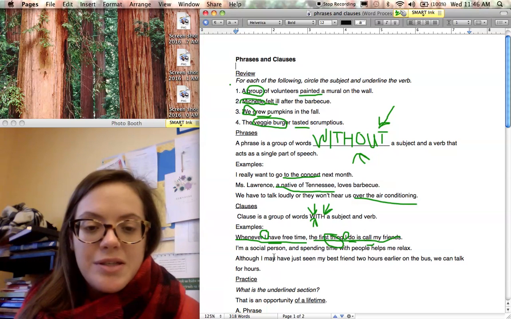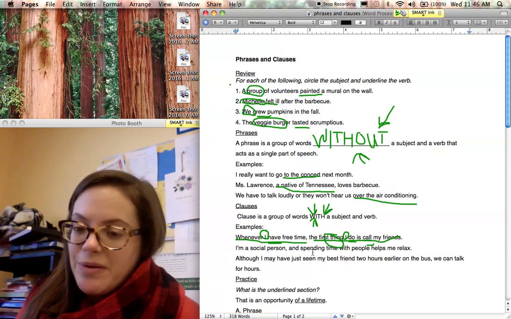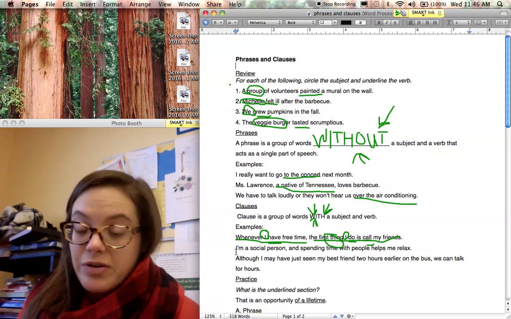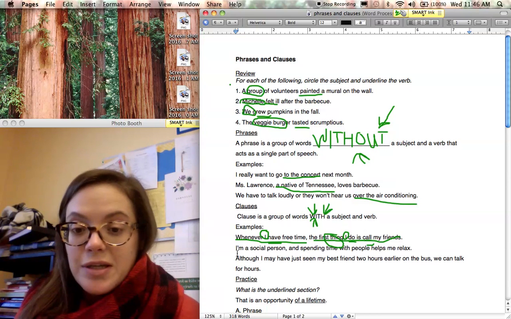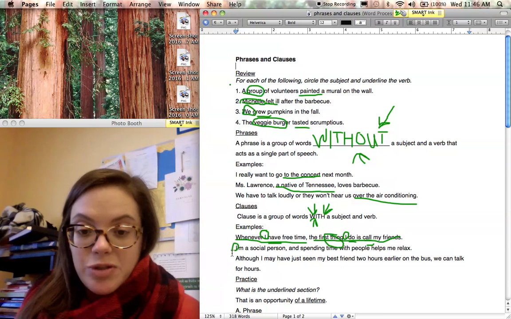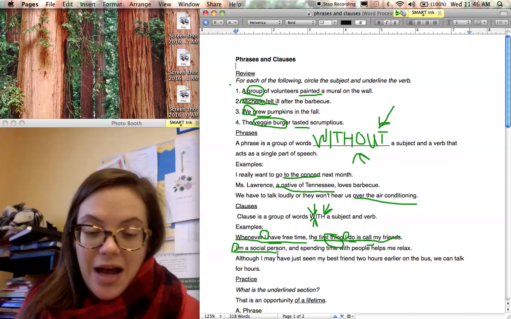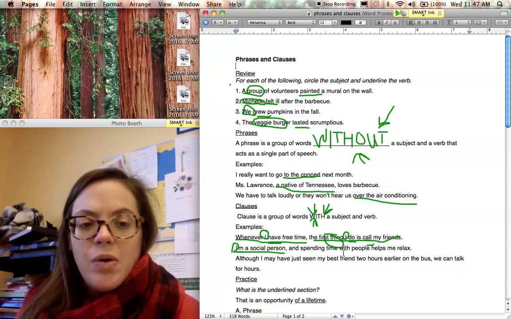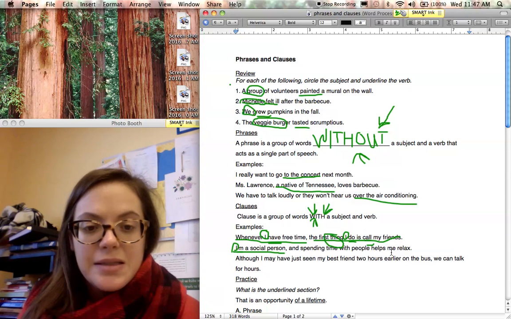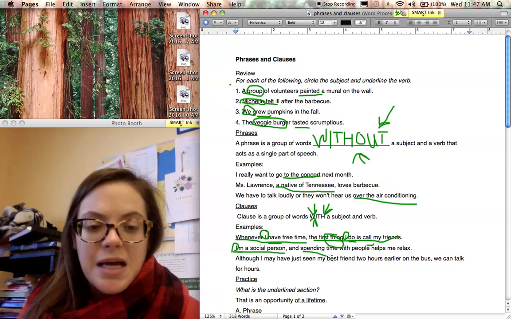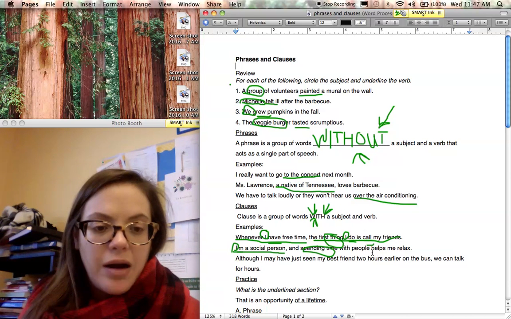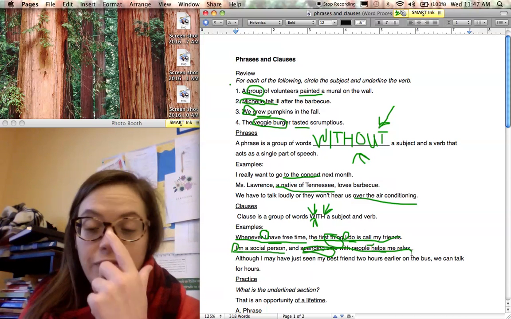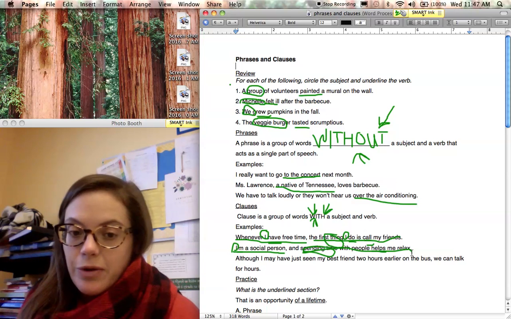Okay, now I'm a social person, and spending time with people helps me relax. So looking at this, I want to look for my subject and verb pair first. Okay, so I see I'm, which is I am, so that right there will be my subject and my verb. So I know that I am a social person will be my clause. Now looking at the second half, spending time with people helps me relax. All right, it looks like spending time is my subject, and helps is my verb. So this one will also be a clause. Okay, so as you look for clauses, you're looking for subject and verb pairs.